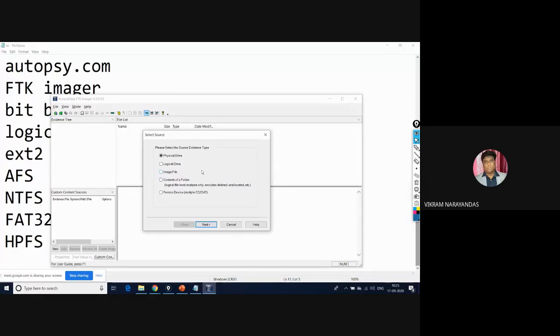Okay. So like this, we can do live memory forensics. You can install this FTK Imager. It's free of cost, and try it on your computers. No problem.